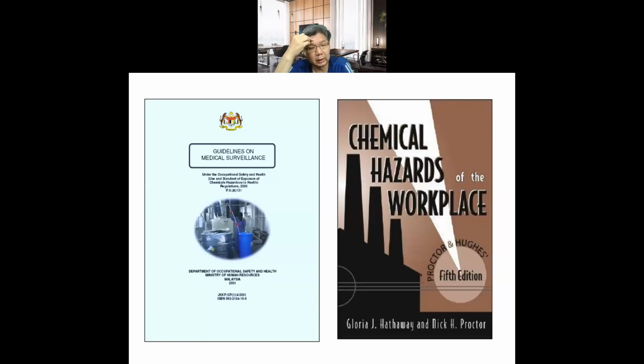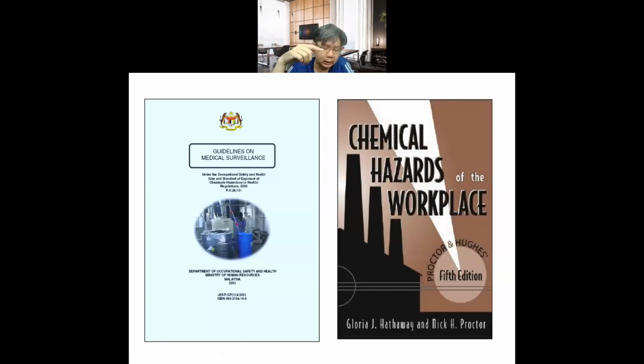And there are a lot of problems as a medical doctor. Even now when I do medical surveillance using this guideline, there are a lot of problems. So I don't use this guideline. I use this book, which is like a Bible of chemical hazard testing. This textbook lists out all the different types of chemical hazards and the different methods of detecting normal values in our body and so on.